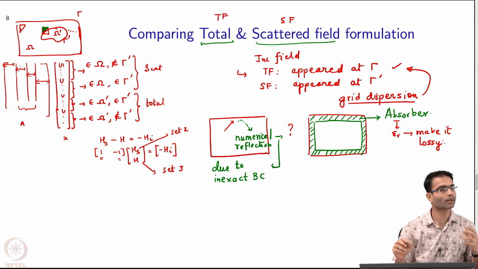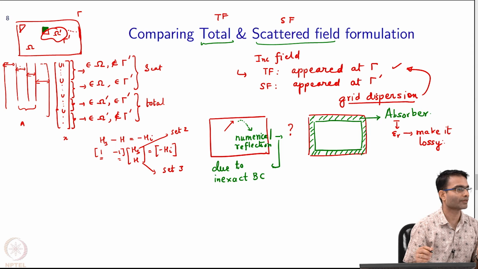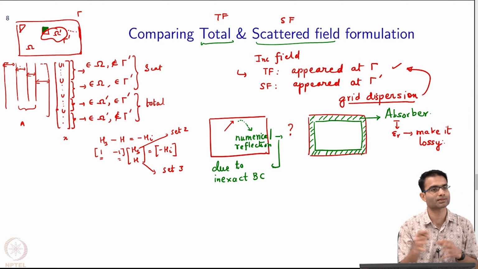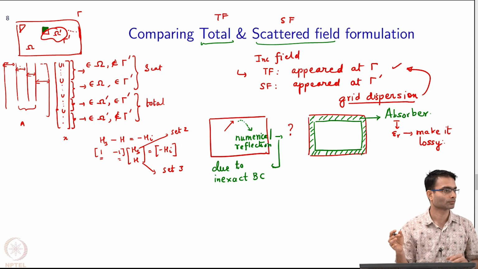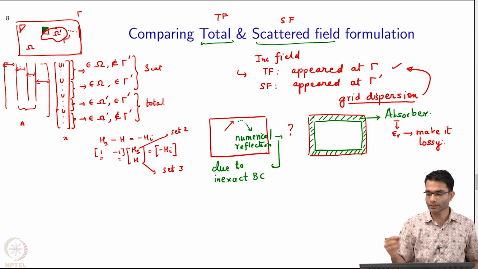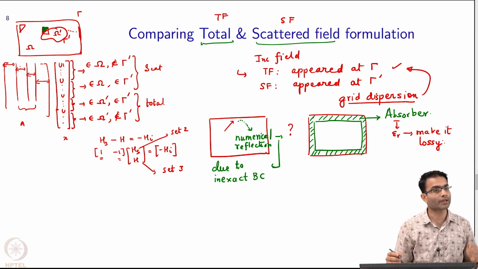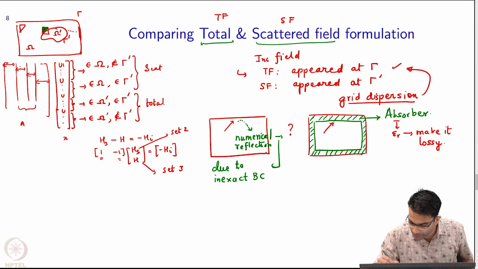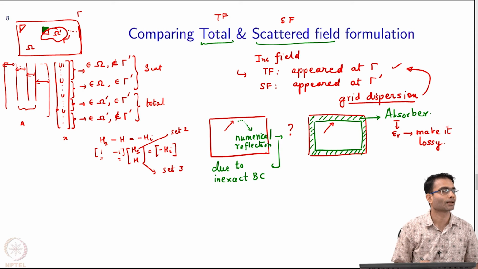Exactly, epsilon r will become complex. In free space, epsilon r is 1. Now what I will do is I will make it 1 minus j something, right. So this is one way of implementing it. So what will happen now? Even if the wave comes at a non-normal direction, what will happen? Some part will still get reflected, right?